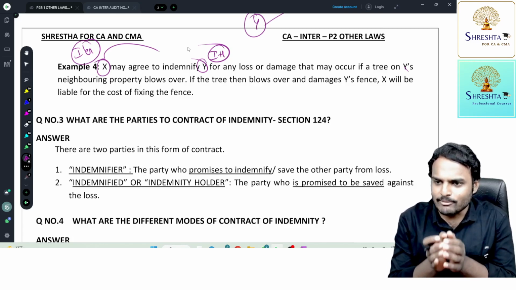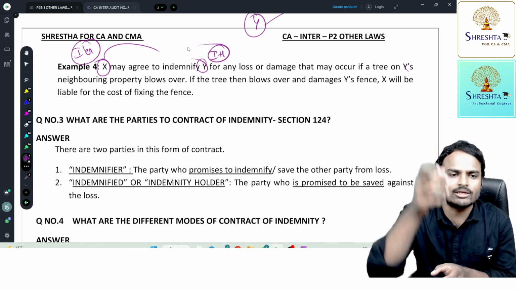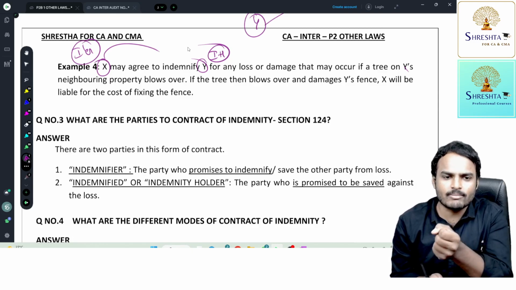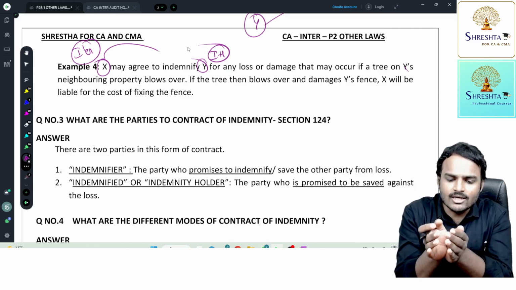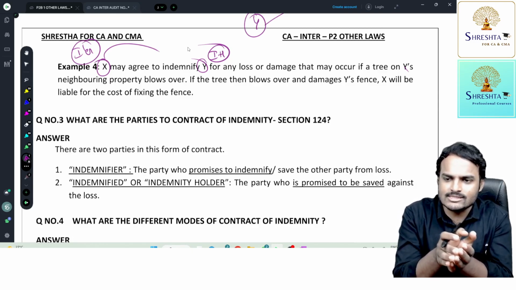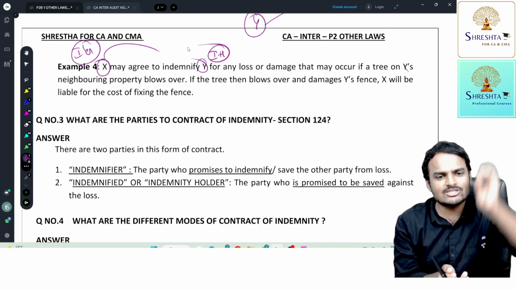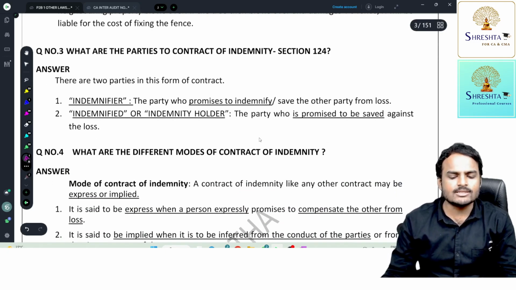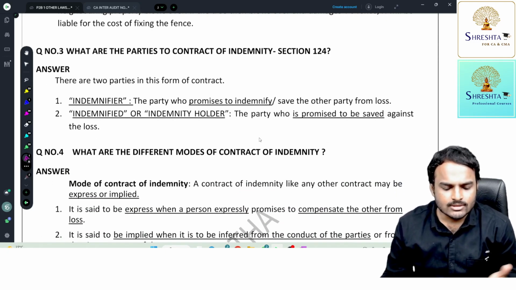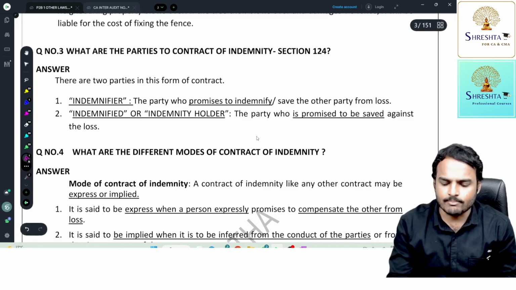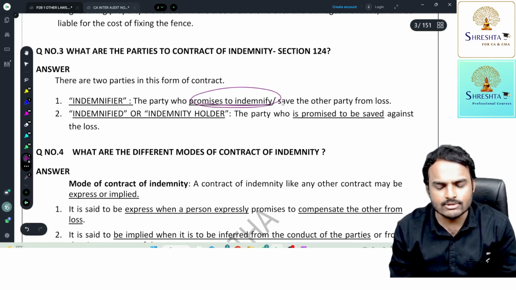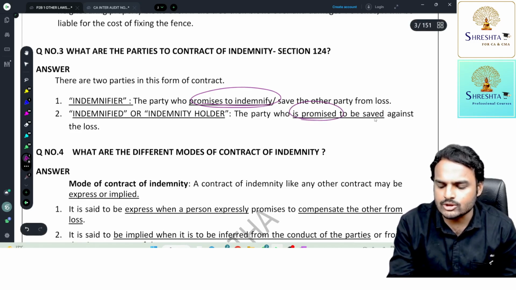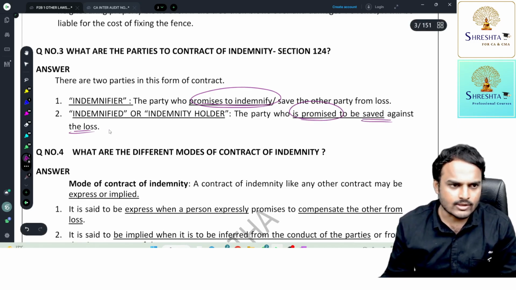If you plant a tree in a proper manner, it will grow in that manner only. If you plant a tree in an improper manner, if you bend the plant slightly towards left or right, it will grow in that direction only. Understood? Then what are the parties to the indemnity contract? We had two parties. One is the indemnifier, the party who promises to indemnify or save the other party from loss. The other is the indemnified or indemnity holder, the party who is promised to be saved against the loss.